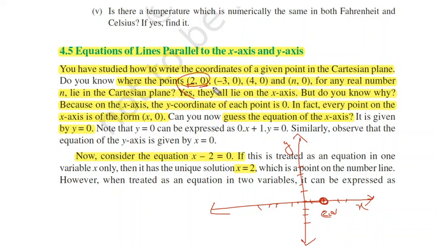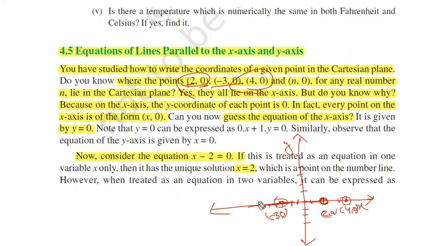Y is 0 here, so this point will be (2, 0). Similarly, another is (-3, 0), that means x is minus 3, y is 0. Here the point will lie on the x-axis. Now for (0, 4), you can see 0, 1, 2, 3, 4 like this, so we got another point.